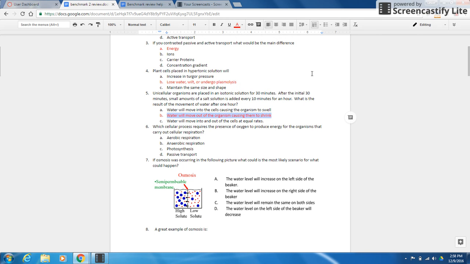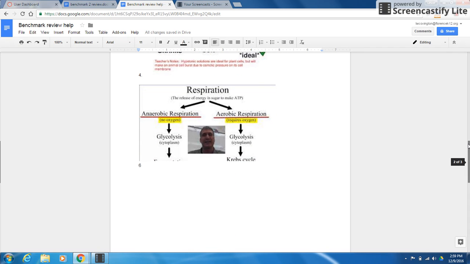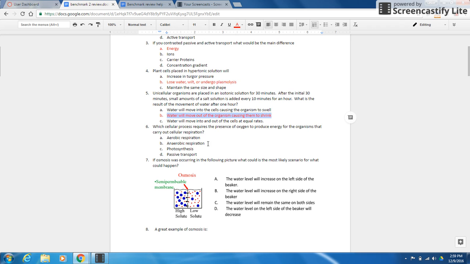Okay. Number 6, which cellular process requires the presence of oxygen to produce energy for the organisms that carry out cellular respiration? In order to do cellular respiration, if you need oxygen, the only choices are aerobic or anaerobic. We see that anaerobic, AN, requires no oxygen, and aerobic does require oxygen. So we go back and see that this is simply a definition question. It's which one needs oxygen, which one doesn't.